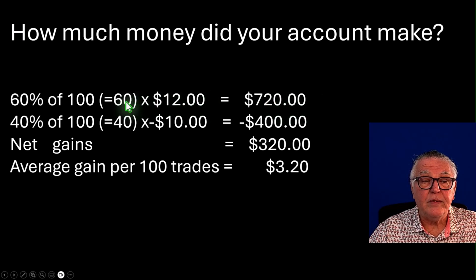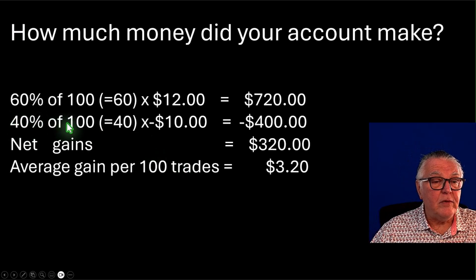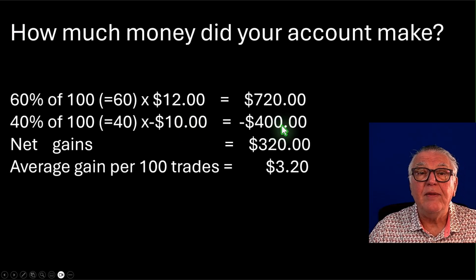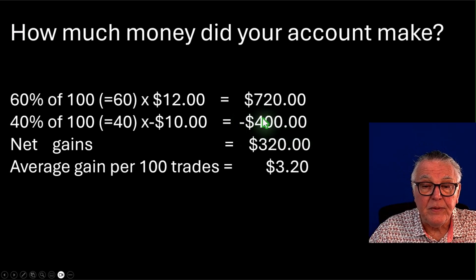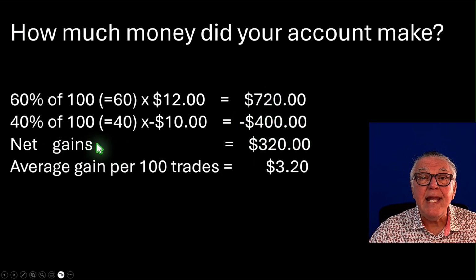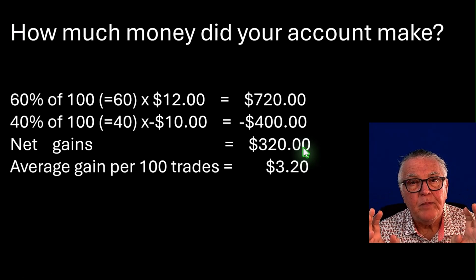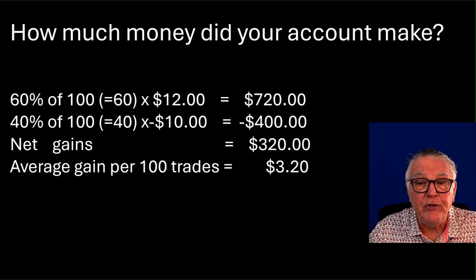$720. 12 times 60. Then we look at the negative side. There were 40 negative trades of $10 per trade, and therefore the total was $400 negative, the minus there. Therefore the net gains were $320. See how those components fit into what determines your success, the money that you make.